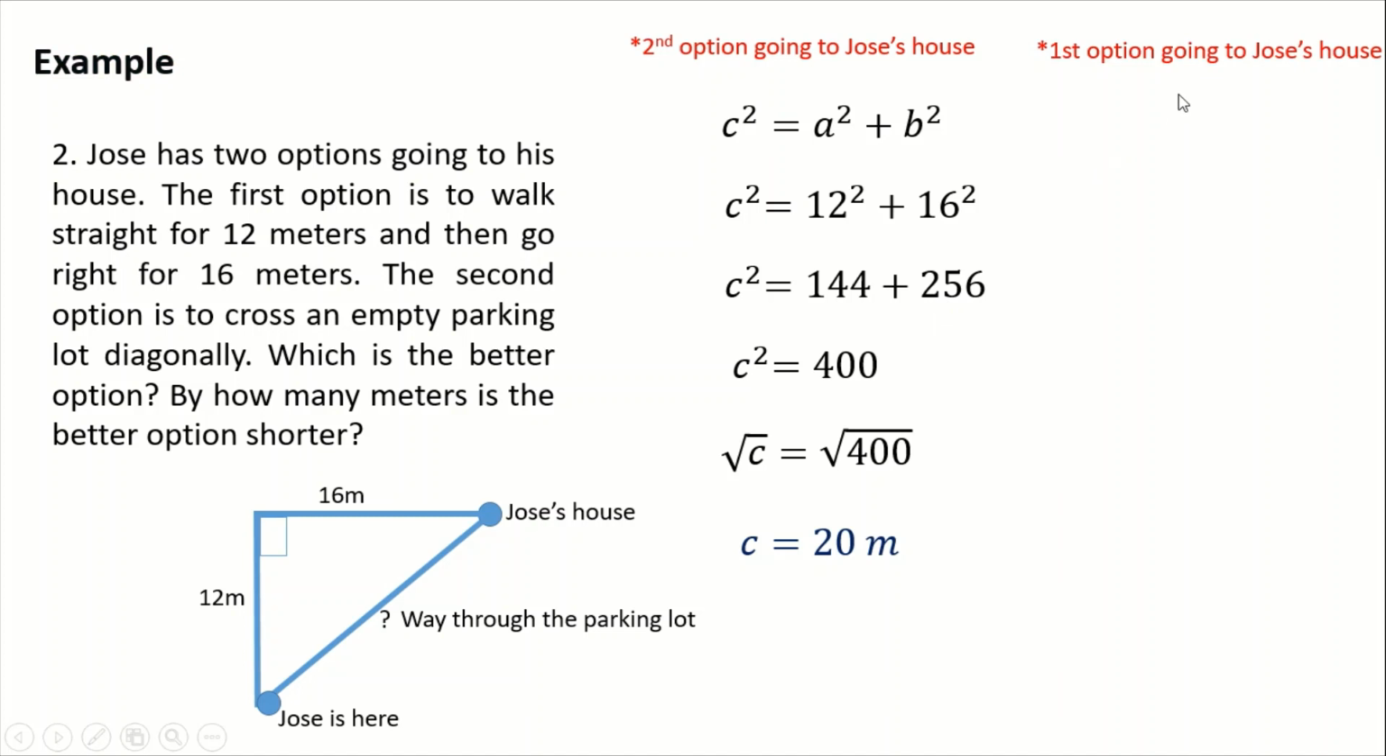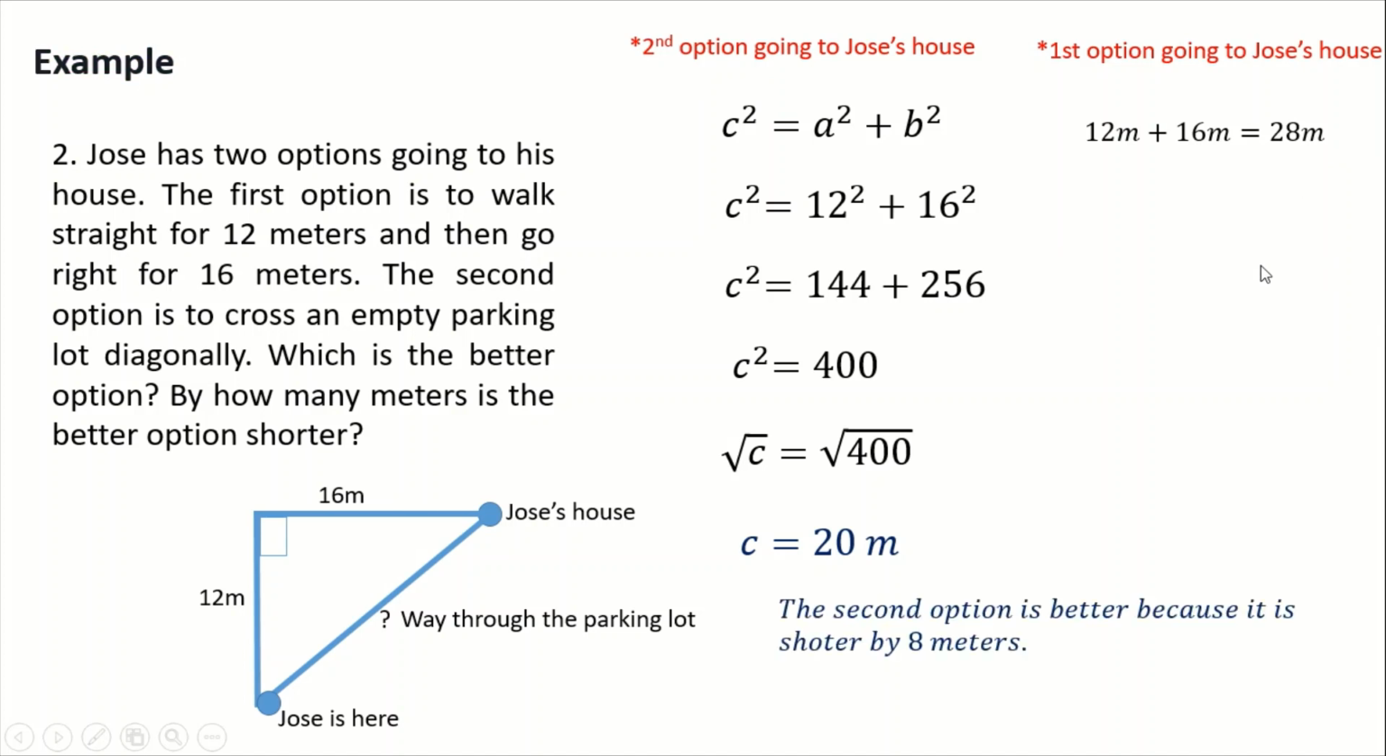Then, yung first option is may 12 meters yung dadaanan plus 16 meters. So, ibig sabihin, kung dito siya dadaan sa first option, yung lalakbayin niya ay 28 meters. So, to answer the problem, the second option is better because it is shorter by 8 meters.